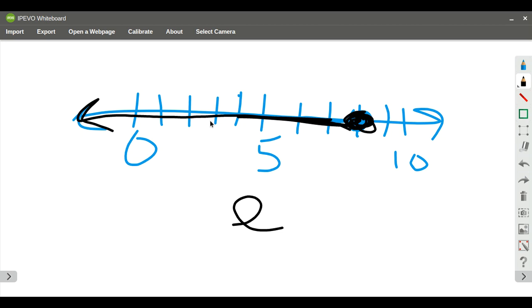I'm going to find the value that I'm on. So here's 5, 6, 7, 8. The arrow is pointing to the left, so it's going to be less than. And then open or closed circle? It's closed, so it's going to be a less than or equal to symbol. So E is less than or equal to 8.